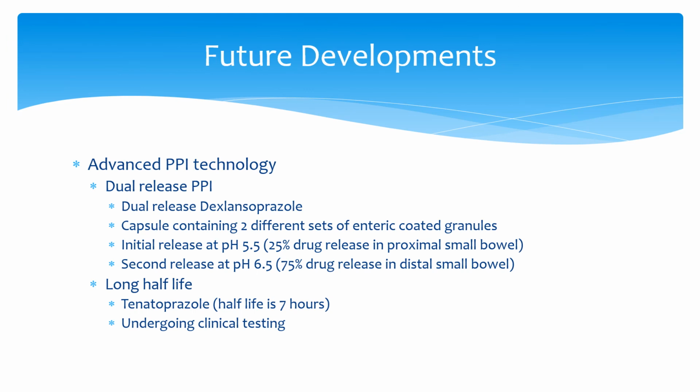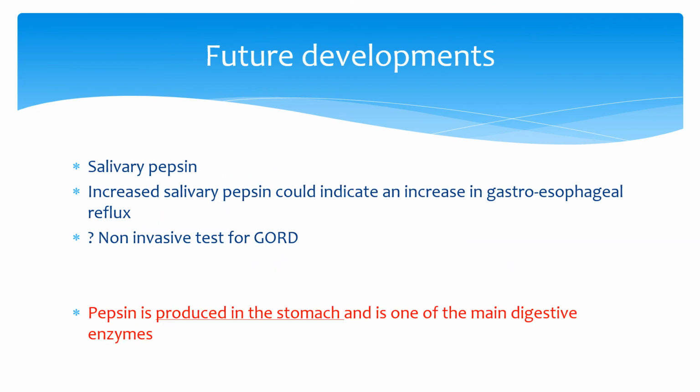With regards to future developments for anti-reflux treatment, well, there are many drugs that are in the final phase of trials looking at prolonging the half-life of the proton pump inhibitor, but also drugs that have a dual release mechanism, whereby an initial release is in the proximal small bowel and a secondary release is in the distal small bowel, and no doubt these medications will make a significant impact and improvement on the current treatment options that we have available.